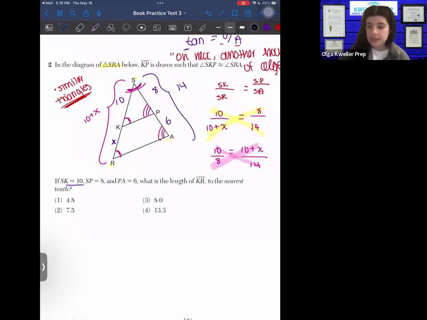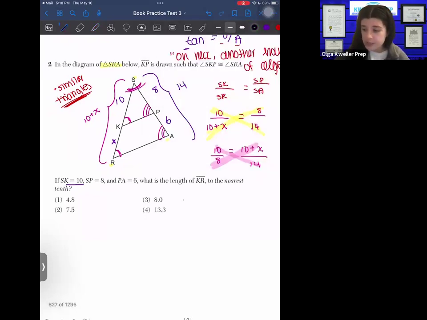So now let's go ahead and simplify this. We're going to have 10 times 14 is equal to 8 times 10 plus X. Now, this is the part where students can mess up a little bit. Do not forget, anytime you have a sum in proportions, to put parentheses around it. You must, because if you forget, you'll only distribute the 8 to the 10. You'll forget to distribute it to the X, and you'll get a wrong answer, even though you set everything up correctly.